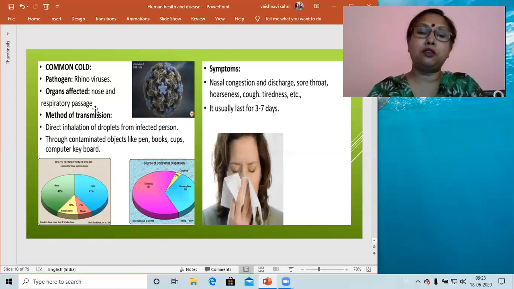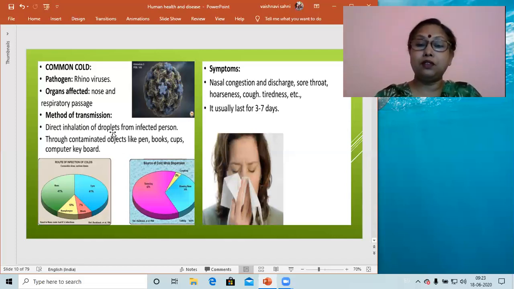to the respiratory passage except lungs, and it is transmitted from one infected person to a healthy person through the droplet method or by using the objects which the infected person is using. If it is used by any healthy person, he or she may have this infection.